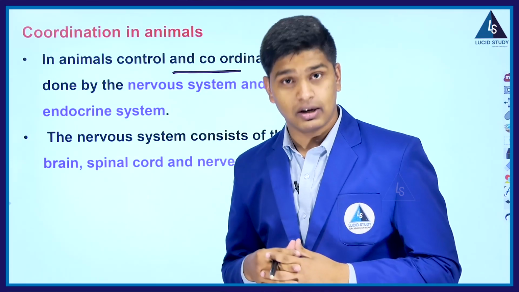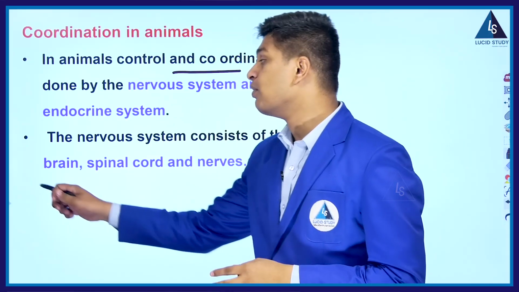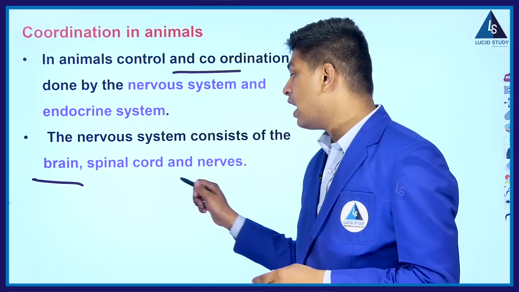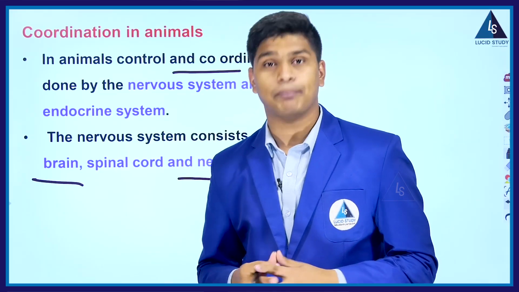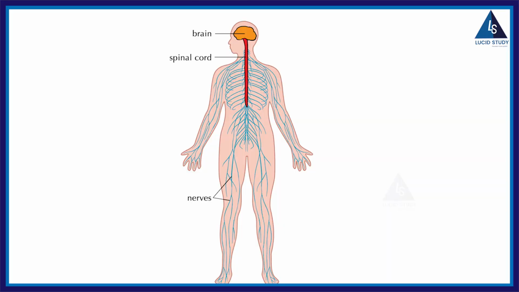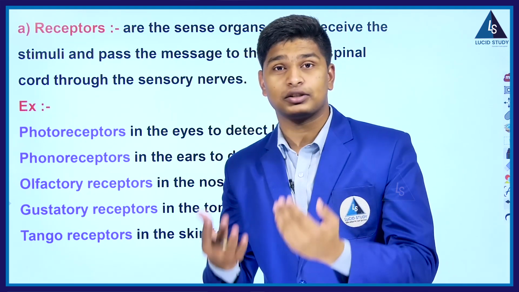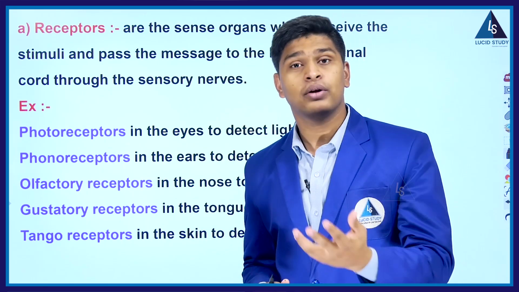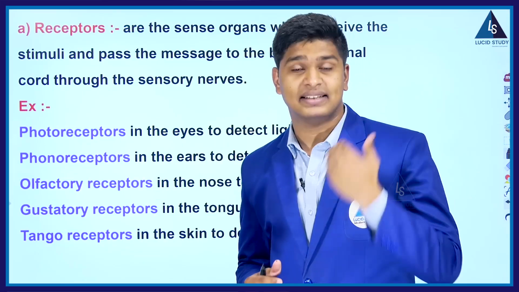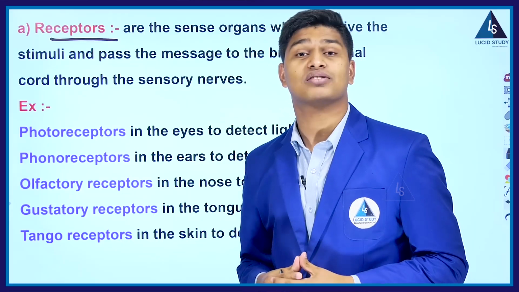And when we talk about the nervous system, what are the important organs that constitute the nervous system? The brain, the spinal cord, and all the nerves which are there, all these three together constitute the nervous system. When we were talking about stimuli, we got to know that it is the response given by the living organism to the environmental condition. And in order to give a response, first it has to get the stimuli. For that, our body or the organisms have something called receptors.